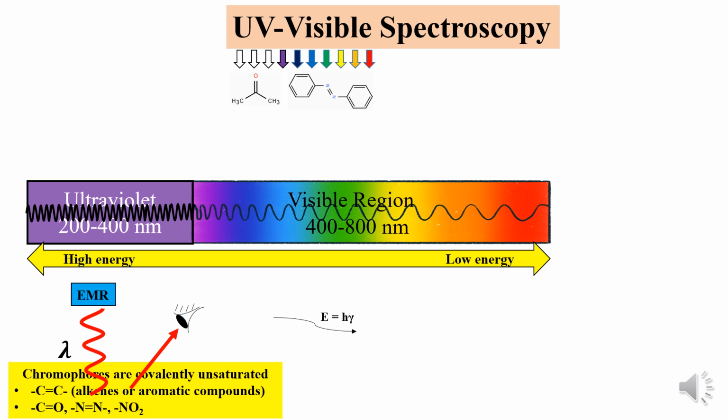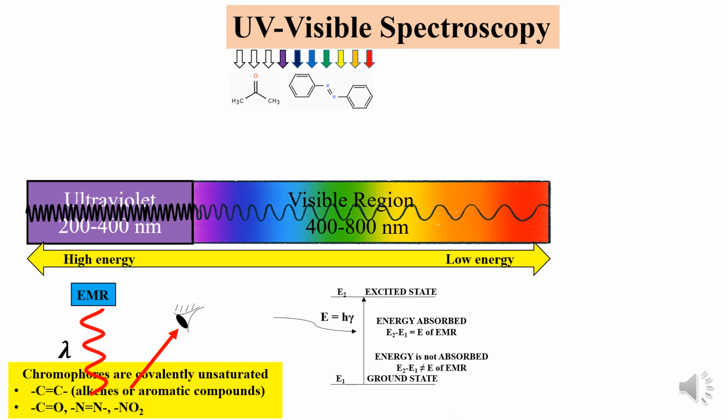Now, when do you think the energy will be absorbed by the molecule? When the radiation with a certain amount of energy strikes the molecule with a characteristic chromophore, the electrons present in the chromophore absorb the energy and undergo transition from the ground state to the excited state. Now when will the energy be absorbed? The energy striking the molecule in the form of radiation will be absorbed when the difference in energy between the excited state and the ground state is equal to the energy of the electromagnetic radiation striking the molecule. So only then the energy will be absorbed, not otherwise.